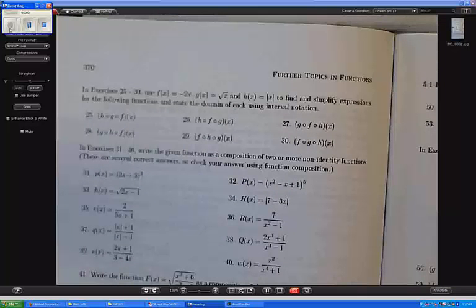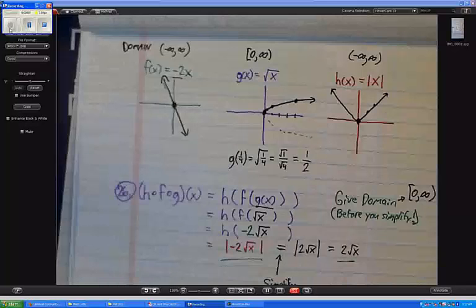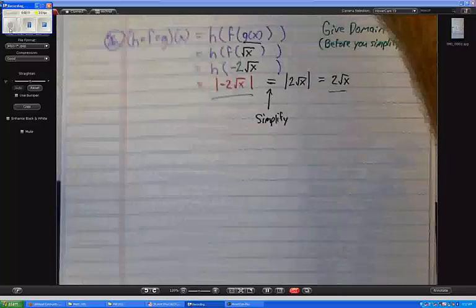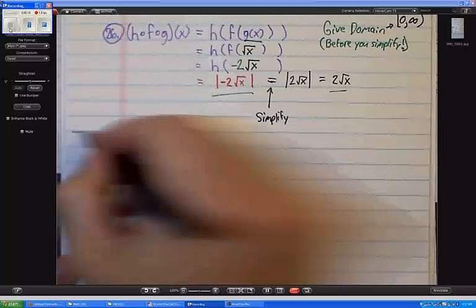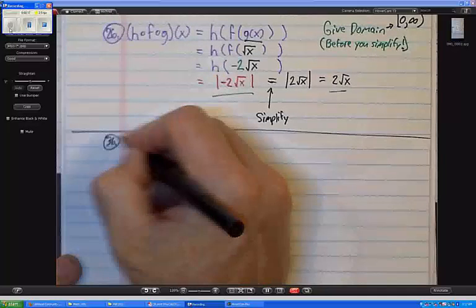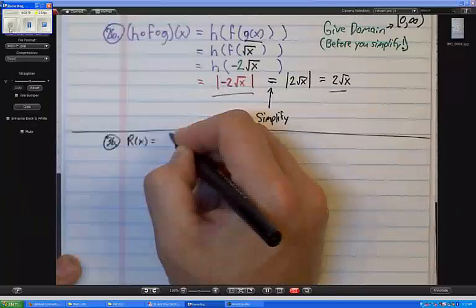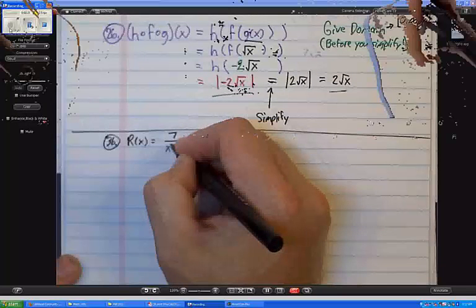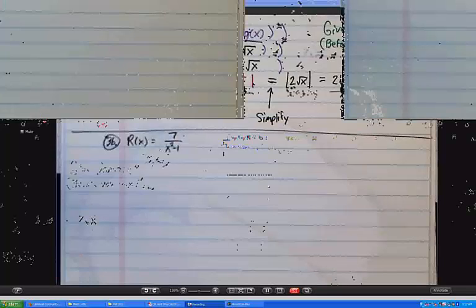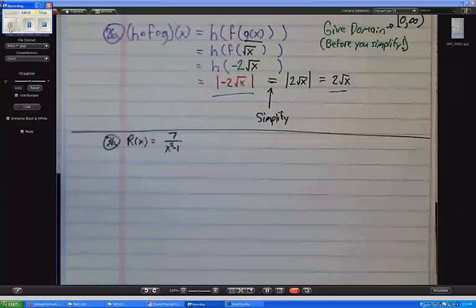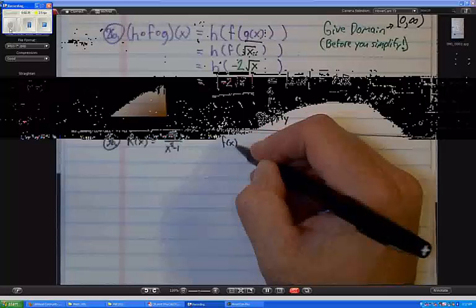36 says we have r of x is 7 over x squared minus 1. I'm going to start off just by writing that down. So let's see. Problem 36. R of x is 7 over x squared minus 1. Okay, and what I'd like to do is come up with some functions that it came from. So I would propose that we write f of x is x squared minus 1.